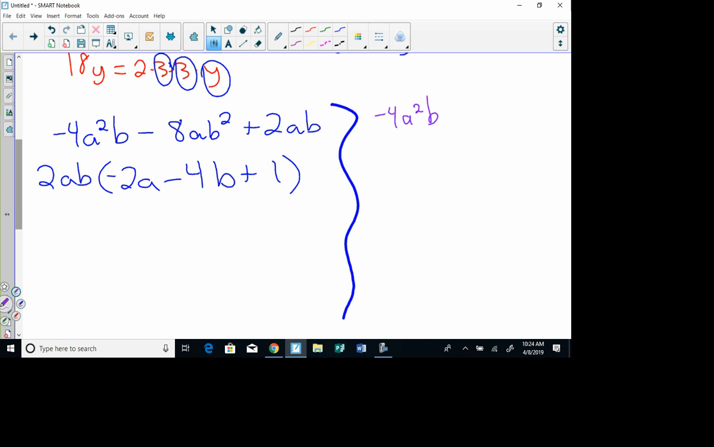I have negative 4a squared b, I have negative 8ab squared, and I have 2ab. So here, when you have the negative there, you always want to start with negative 1. So always start with negative 1. 4 is 2 times 2 times a times a. Negative 8ab squared is negative 1 times 2 times 2 times 2 times a times b times b.